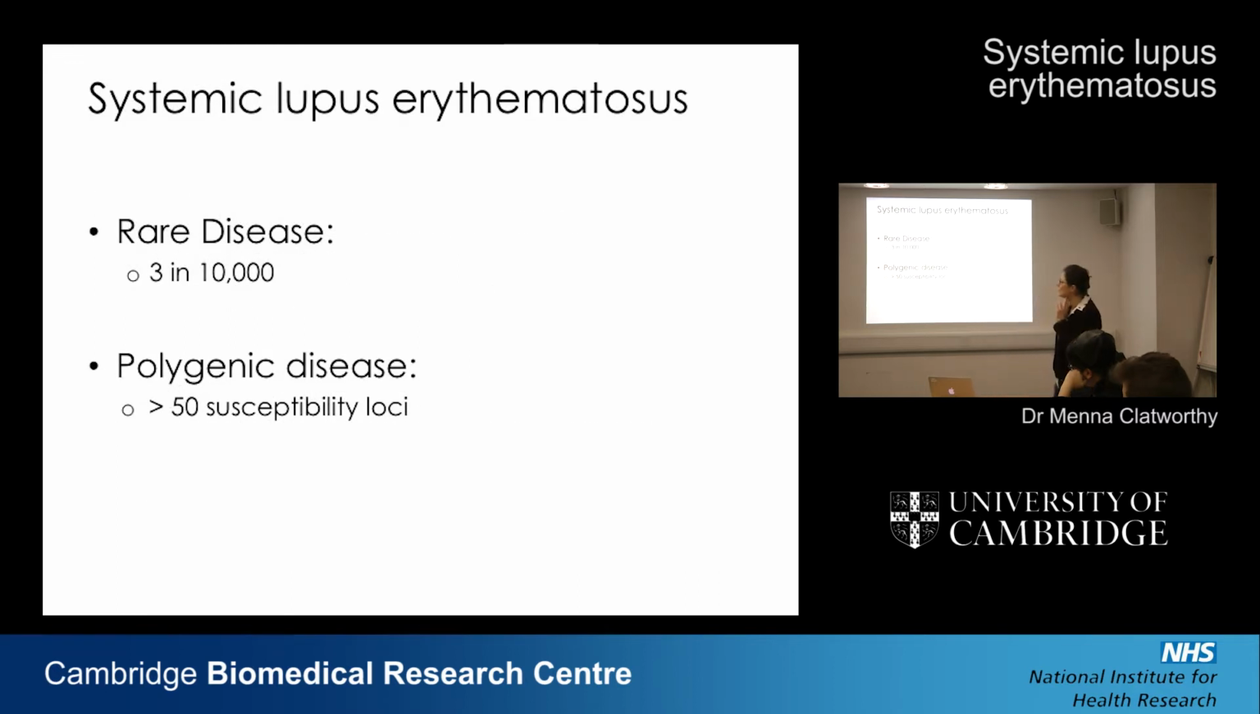So for lupus, it's rare, so it affects about 3 in 10,000 people in a Caucasian population. Actually, for a Southeast Asian population, it's more common than that, and that's driven by genetics. In terms of the genes or the loci that have been implicated, there are more than 50 susceptibility loci that have been implicated. So you can see that if I was to describe the studies that have been done for each of these, we'd be here a very long time. So I've just taken a sample of each of these.